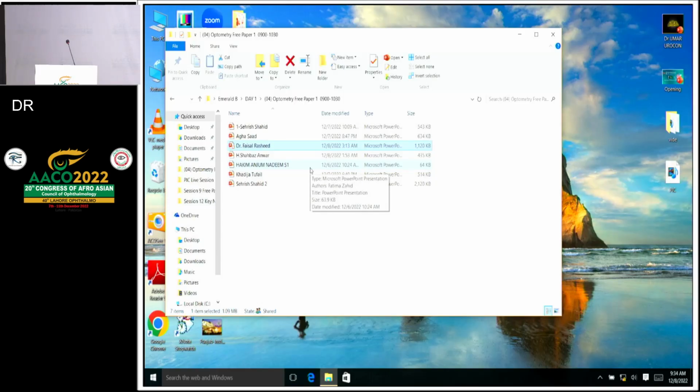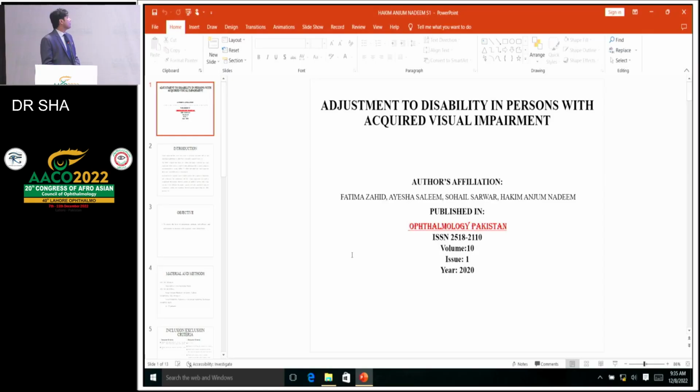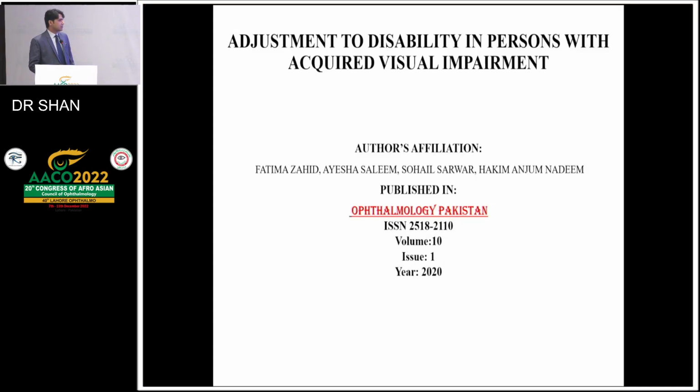Now I request Rida Khalid. And Rida Khalid, Ruma Farman, or Sahibzada Hakim Anjam will be representing the adjustment to the disability and persons with acquired visual impairment. Why are these absent?